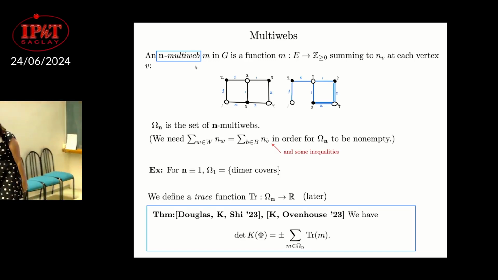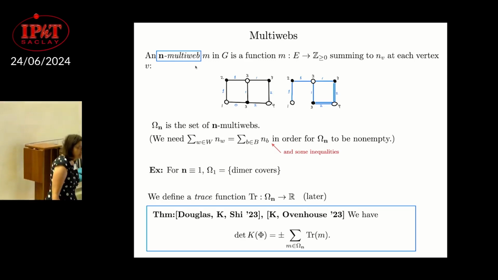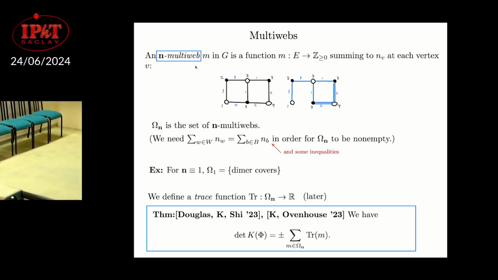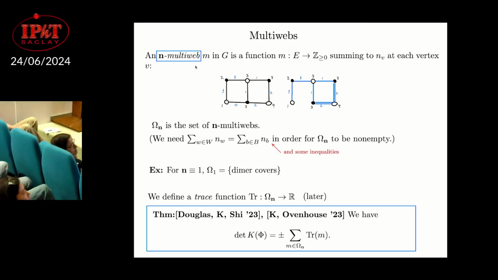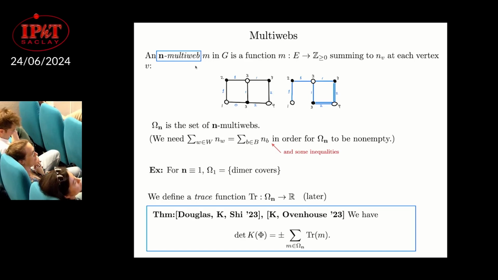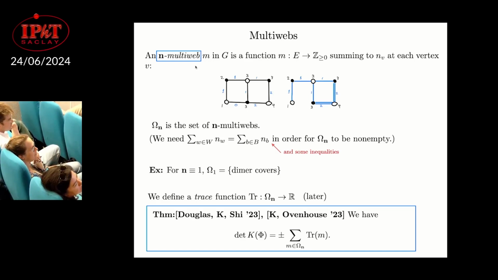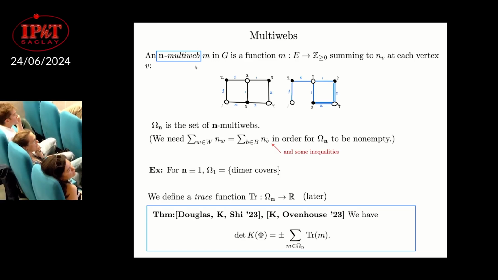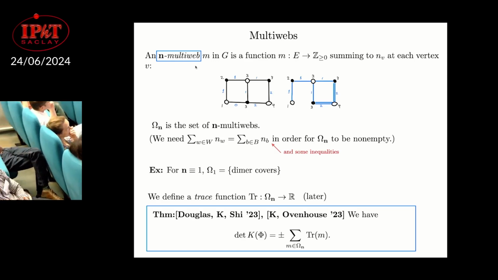So here's an example of a multiweb in blue. You assign to each edge a non-negative integer, and the sum around each vertex has to add up to the multiplicity there. You can think about this as just a function on the edges, or you can think of it as a multigraph like this. So you throw away the edges of multiplicity 0, and then you put a doubled edge here, and so on.